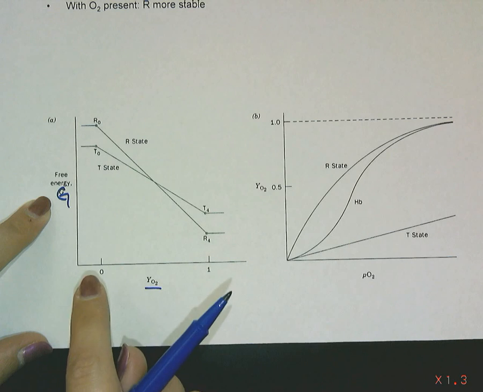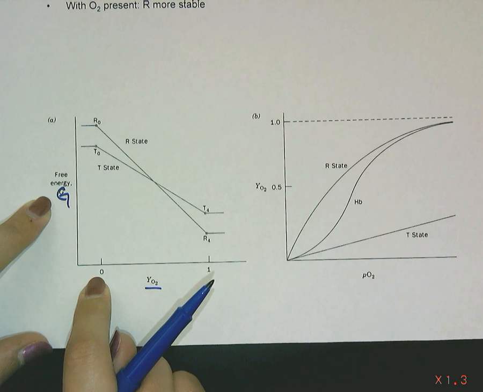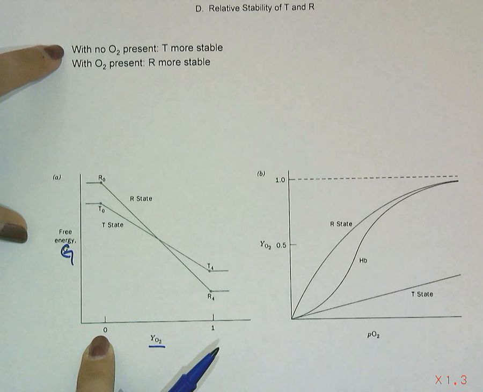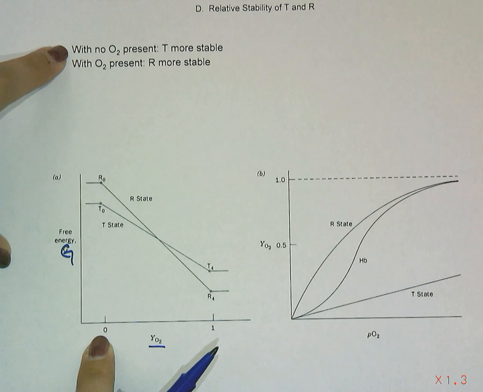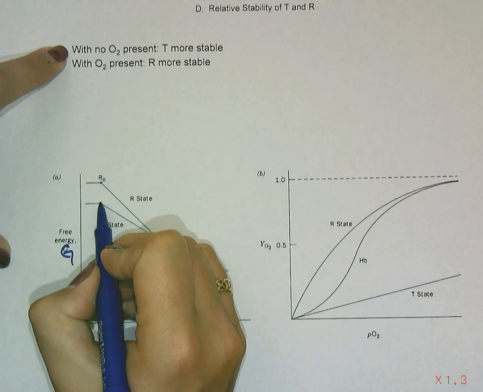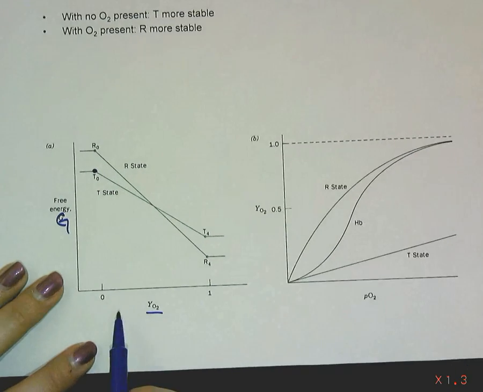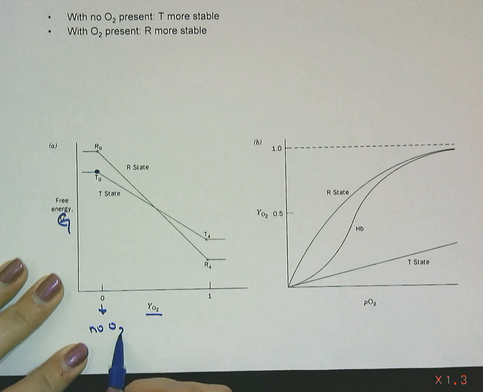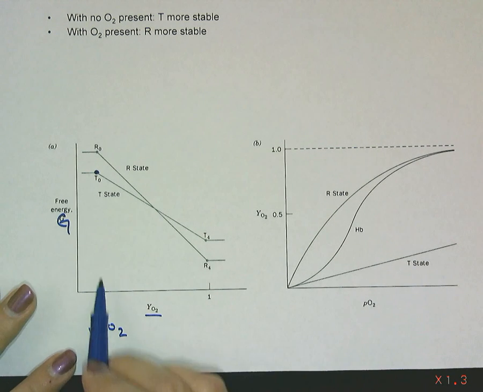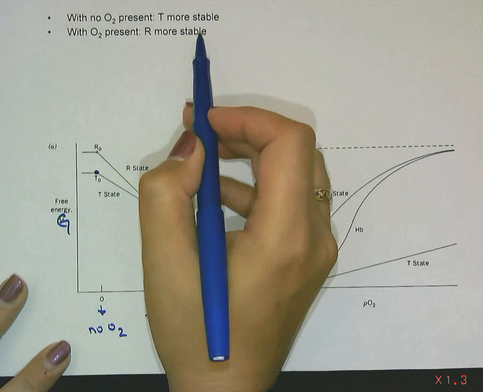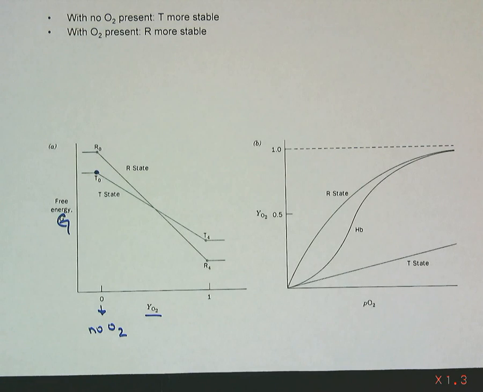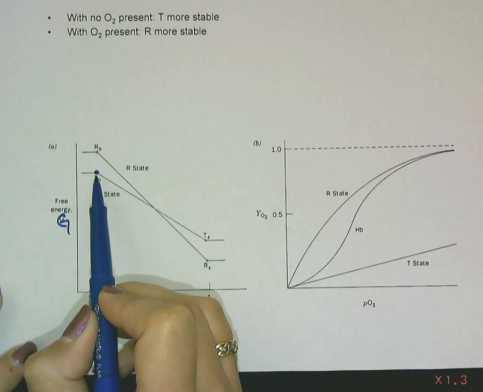So if I have no oxygen present, based on the statement up here, T is more stable. Should T have higher or lower energy? Should be low energy. True. Here's my T state. Lower energy than the R state. So no oxygen, which is 0. T should have less energy, which then means more stable. All those facts coming together. No oxygen, more stable in the T state, which means lower delta G. There's that point on the graph.